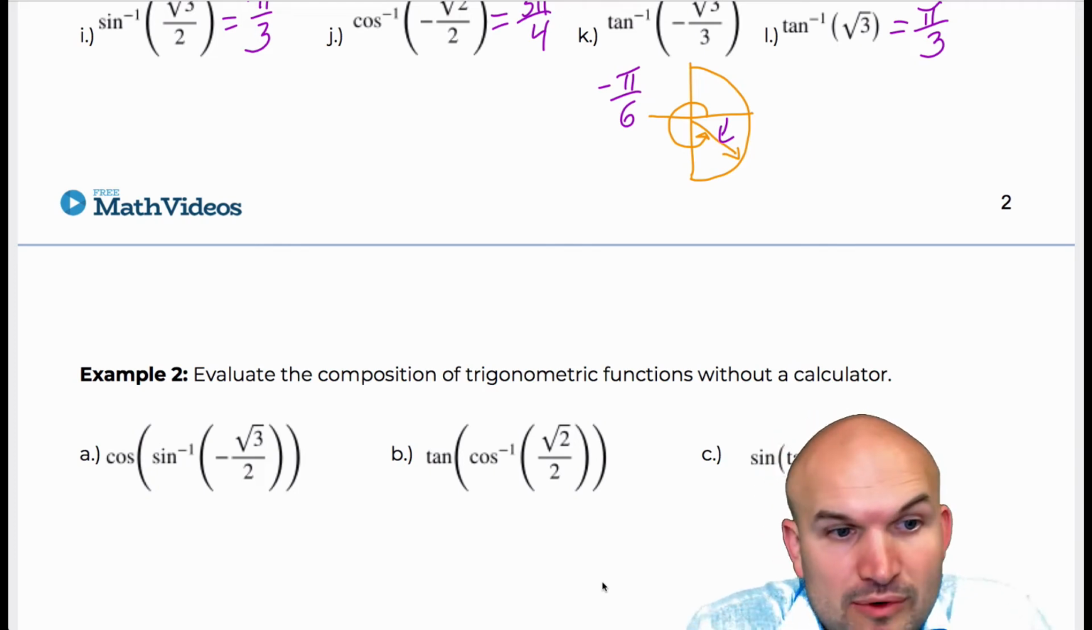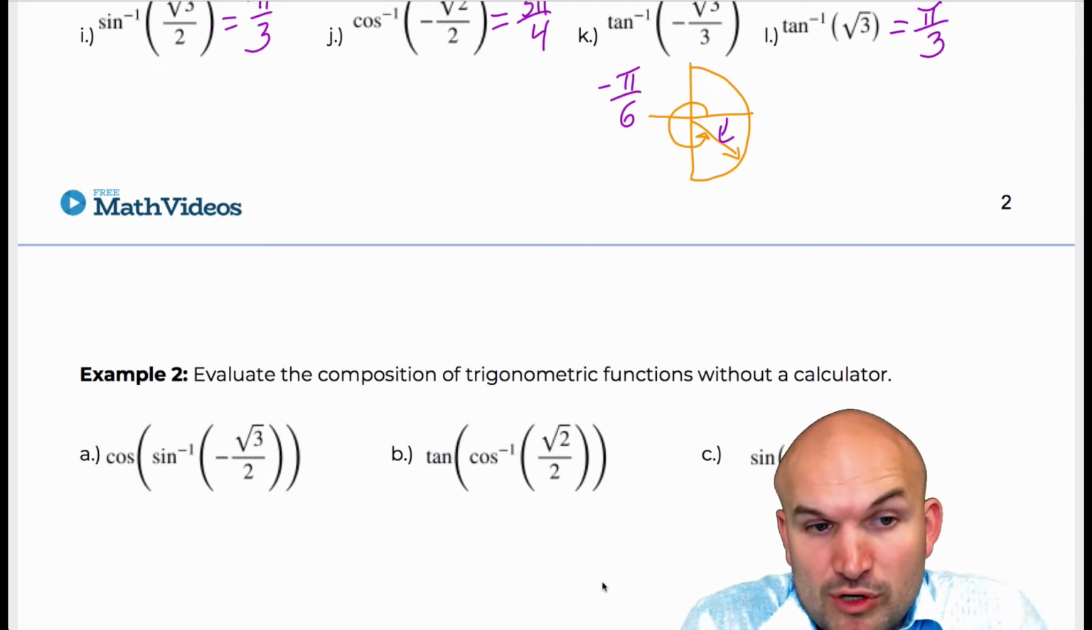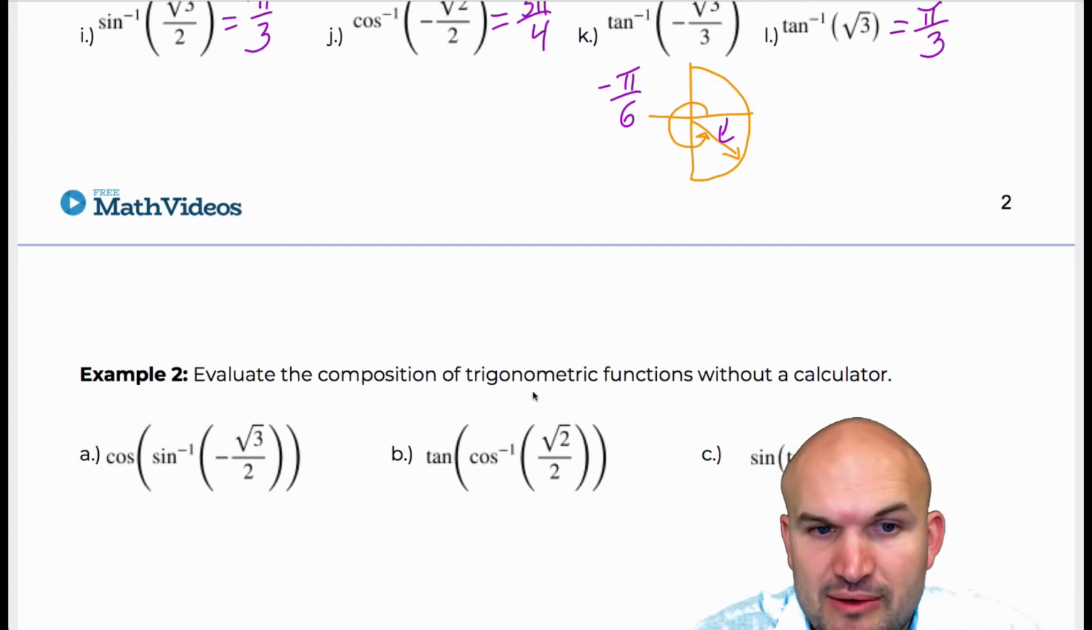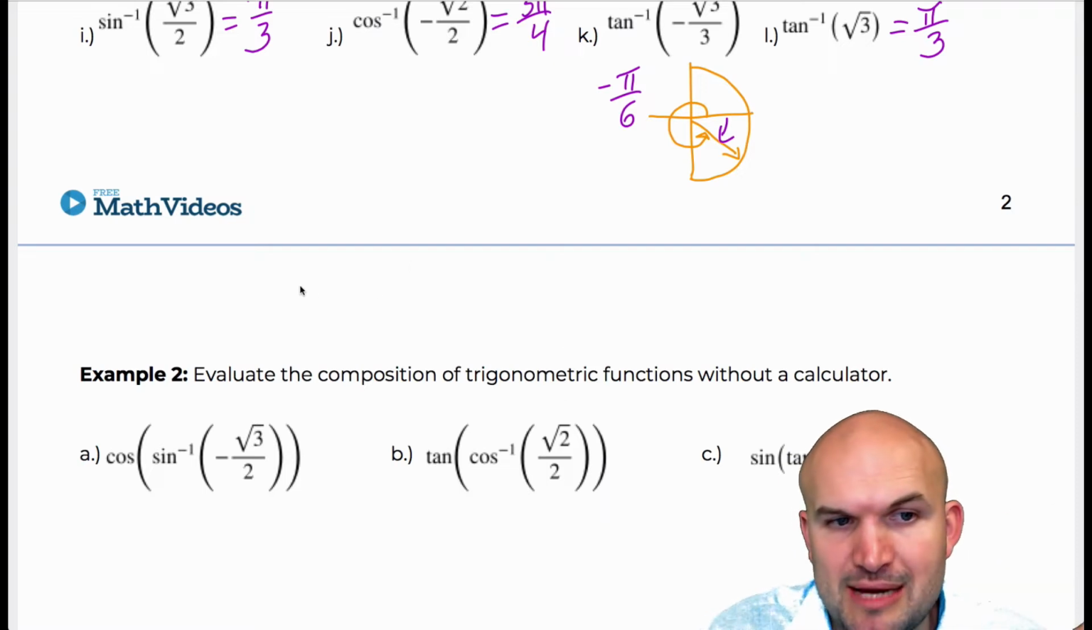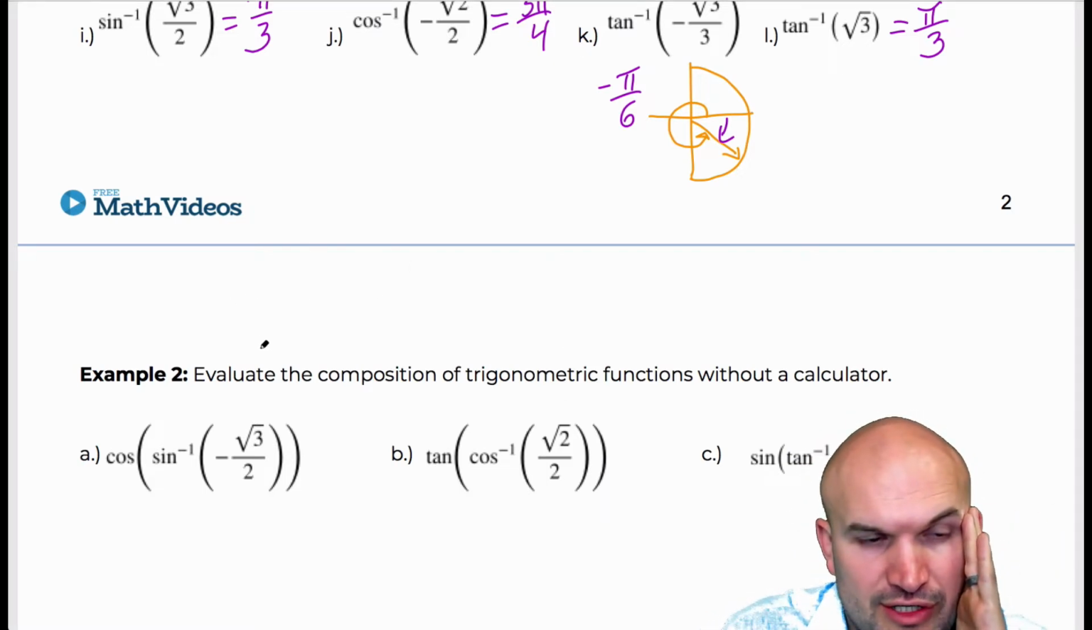Okay, so now what we're going to do is work with the composition of two functions. Basically, it's asking us to evaluate the composition of our trigonometric functions, obviously without a calculator. And remember, just a quick review here of composition of functions.